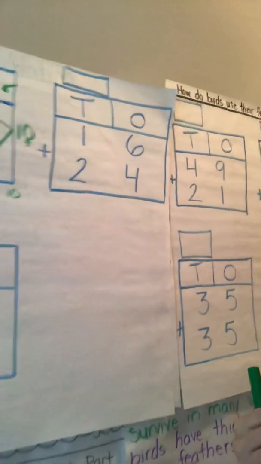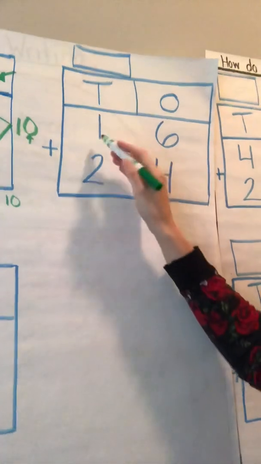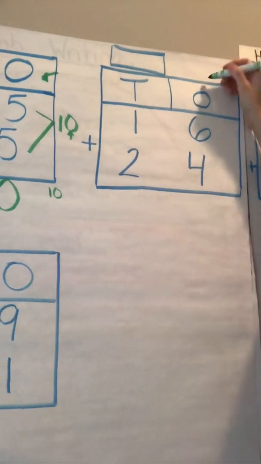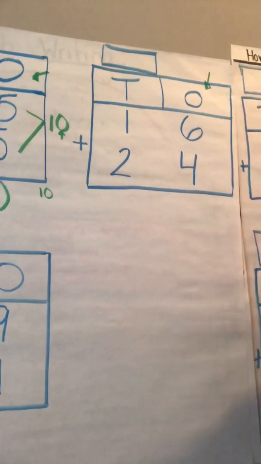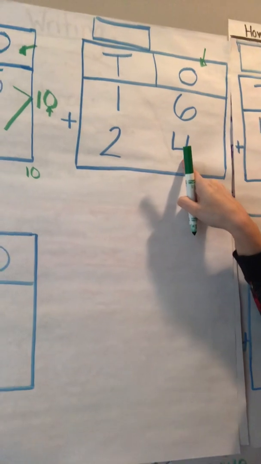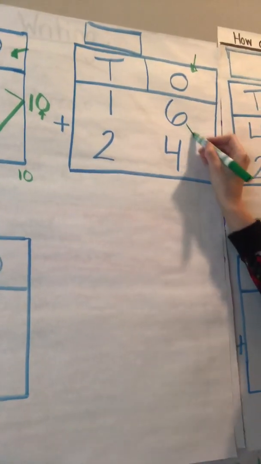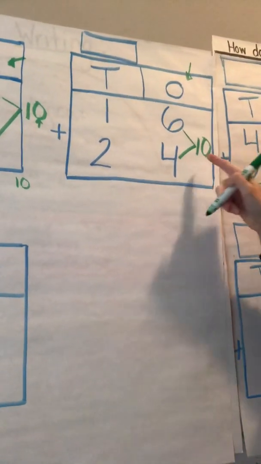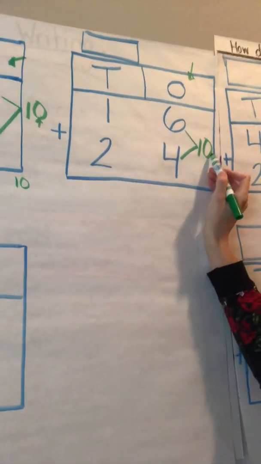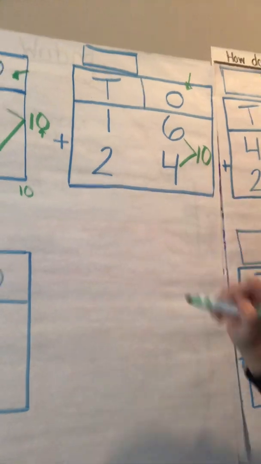All right, let's try another one. Over here we have 16 plus 24. Again, we always start on the right side, all the way to our ones. So we have 6 plus 4, and that equals, right, 10. But we can't just write our whole number 10 here. We have to break it up for our ones place and our tens place.